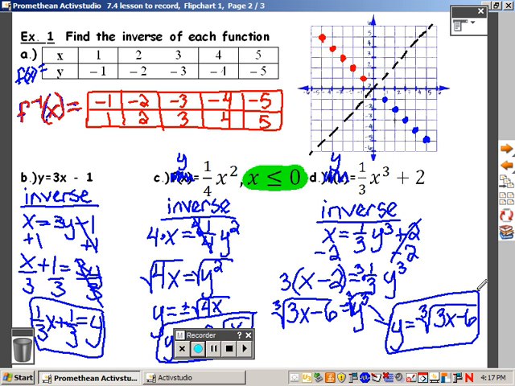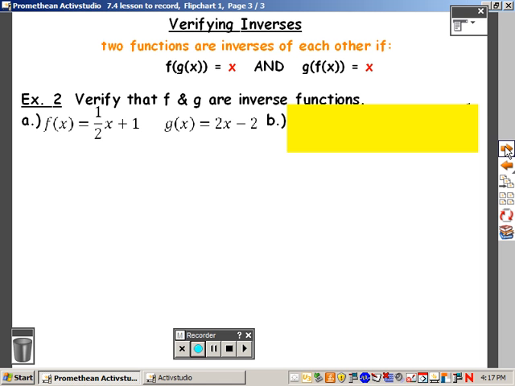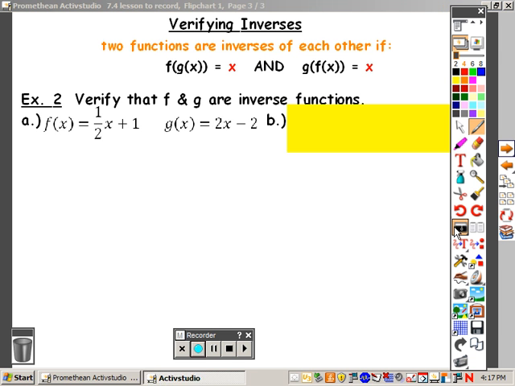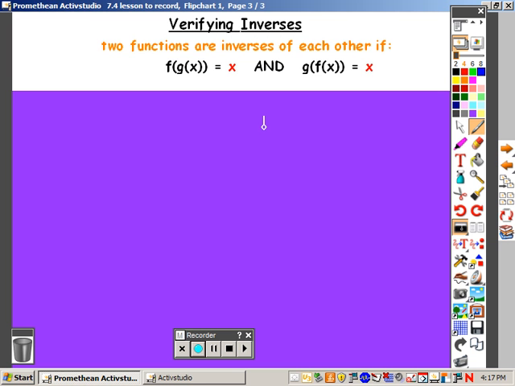So, before I move on to the very last thing, what are the 2 steps for finding an inverse? First, you switch x and y. Second, get y by itself, or solve for y. Alright, last thing we're going to do is verify that 2 functions are inverses.